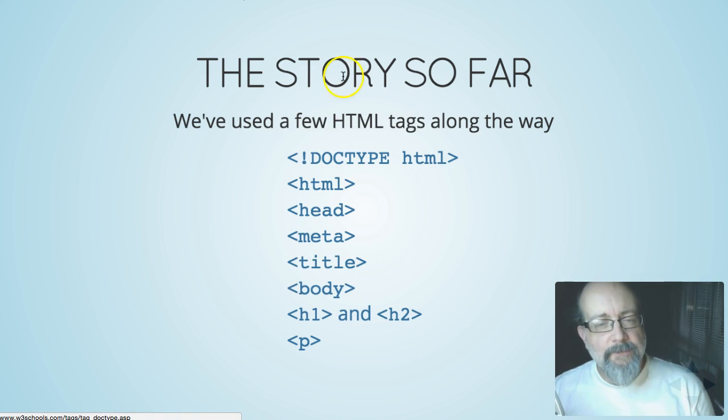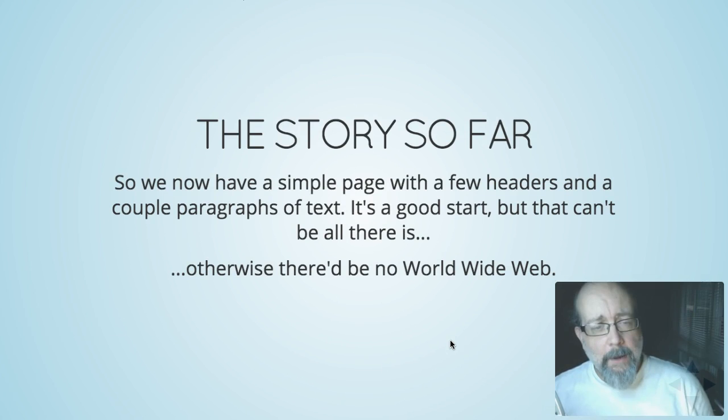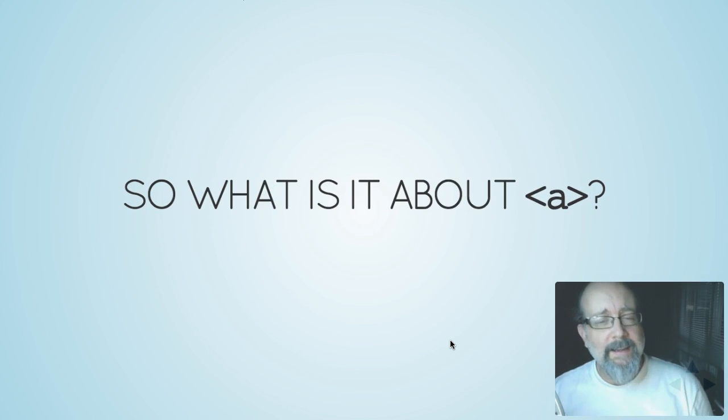So each of these has gotten us to the area where we're currently enjoying, right? We have a page that we can see. It's got a few headers, a couple paragraphs. It's a good start, but that can't be all there is, because if it was, there'd be no World Wide Web, because part of what makes the World Wide Web work is links. So what is it about this A tag? That's what we're really going to focus on over the next few days.